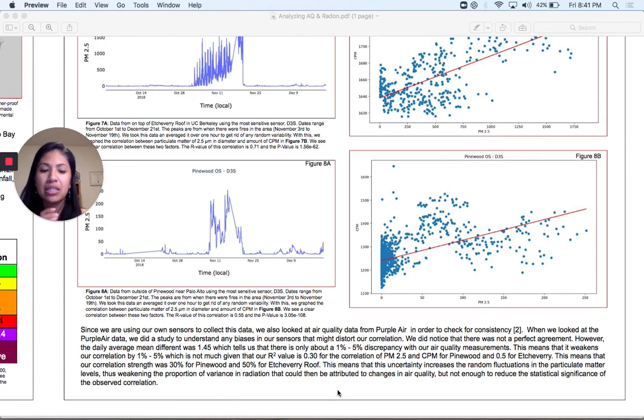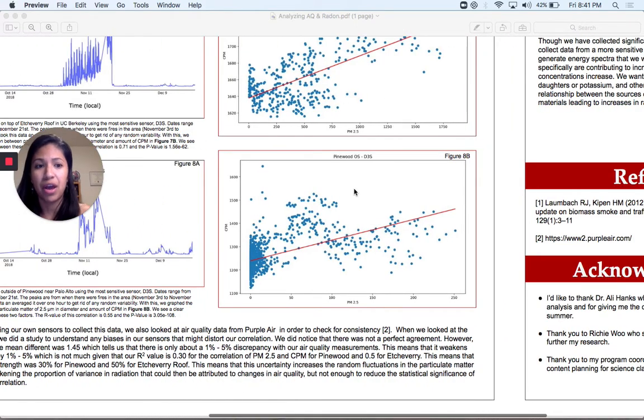So this means that this uncertainty increases the random fluctuations in the particulate matter levels, thus weakening the proportion of variance in radiation that could then be attributed to changes in air quality, but not enough change to reduce the statistical significance of the observed correlation from these graphs.